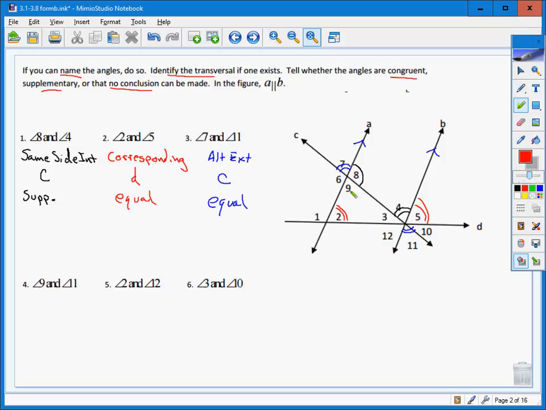Nine and 11. Angle 9, angle 11. Angle 9 and angle 11, they're both on kind of the bottom of the line C, and they're both kind of on the bottom of A and B, so they're the bottom and kind of maybe the left side of line C. So they hold the same corresponding spot. Line C is the transversal, and they would be equal because A and B are parallel to each other.